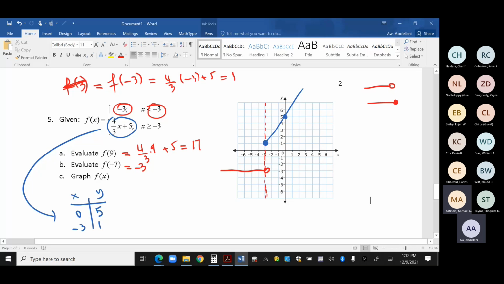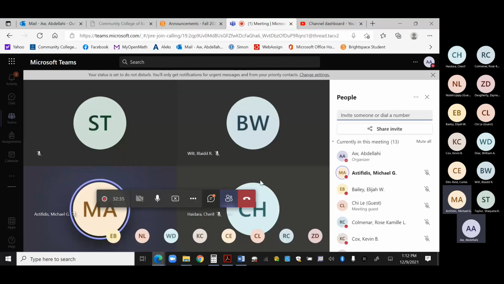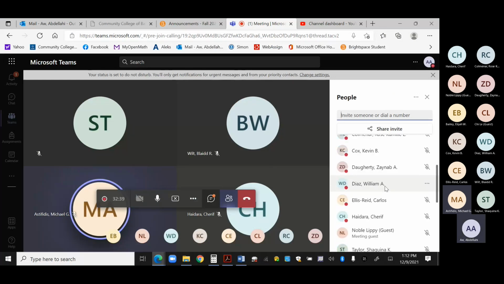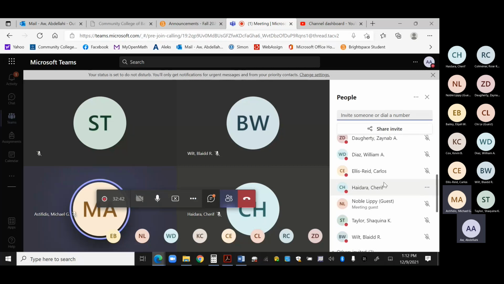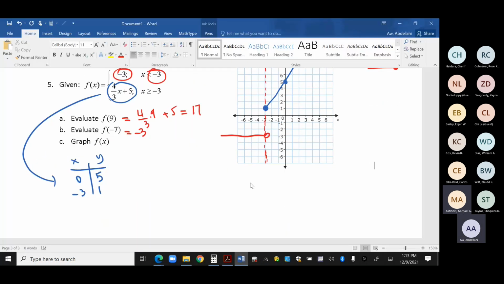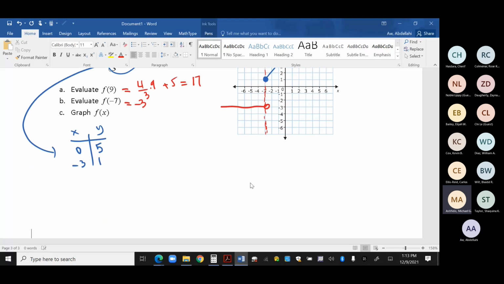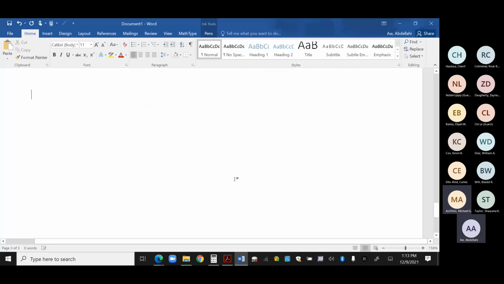Okay, so when you see something like that in your exam, think about this as graphing two lines, right? Separately. You are separately graphing two lines, okay? And you are in 163, so obviously all of you know how to graph straight lines, right? So you have to think about it that way. You are separately graphing two lines. All right? Okay. So that is a piecewise function.